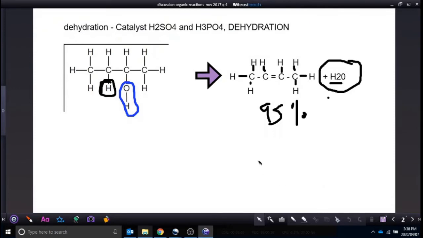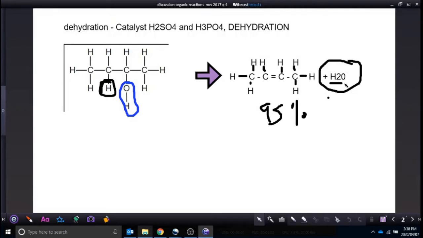So we looked at A and we said that it was an alcohol and it went to an alkene, so it underwent elimination. So this was a dehydration reaction. A catalyst is needed, a strong acid catalyst, namely H2SO4 and H3PO4. And the reason why we use these is because they are very strong dehydration agents.